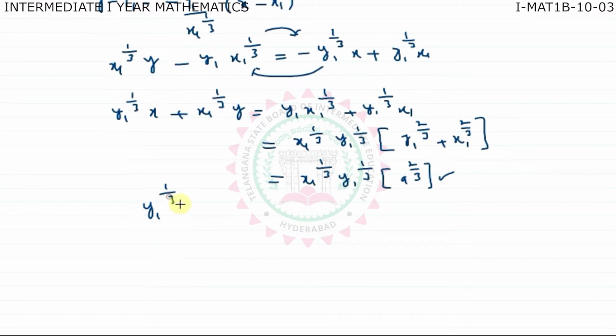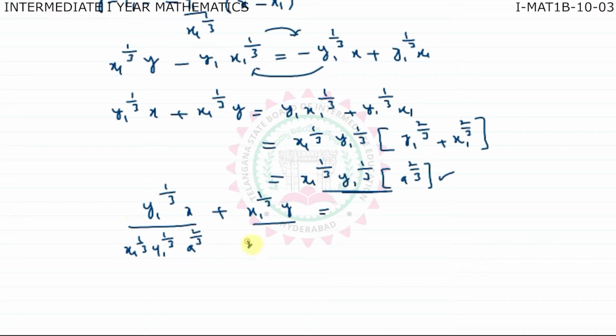From that I will get y1 to the power of 1 by 3 x plus x1 to the power of 1 by 3 y. Dividing both sides with this particular term means here I will get x1 to the power of 1 by 3, y1 to the power of 1 by 3 into a to the power of 2 by 3. Here also x1 to the power of 1 by 3, y1 to the power of 1 by 3, a to the power of 2 by 3. This is equal to this whole term by that one means I will get 1 here. Here again y1 to the power of 1 by 3 will be cancelled. Here x1 to the power of 1 by 3, x1 to the power of 1 by 3 cancels.